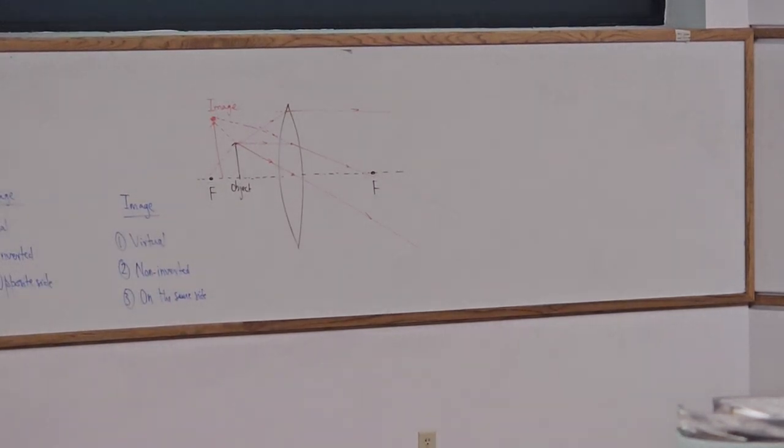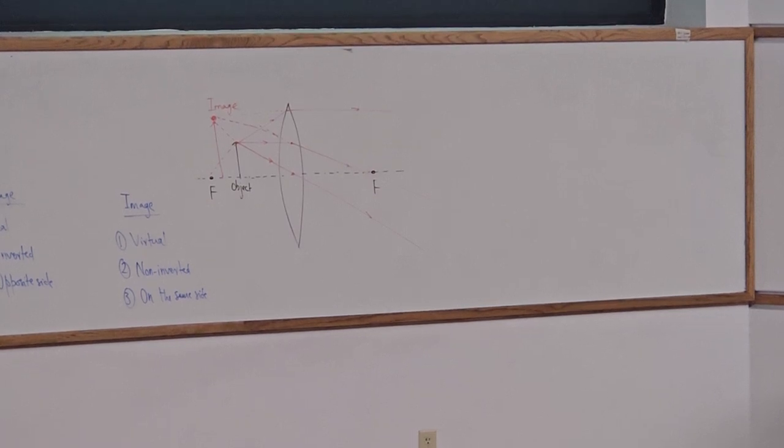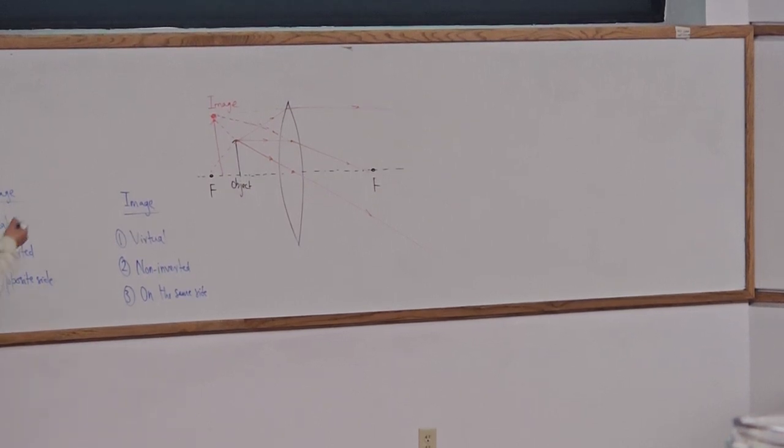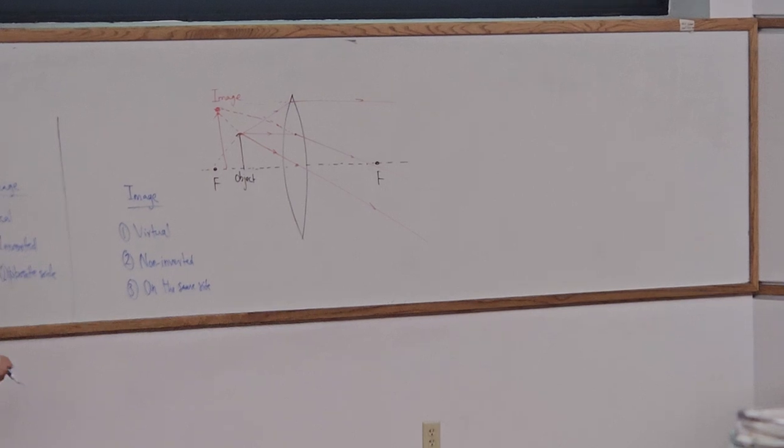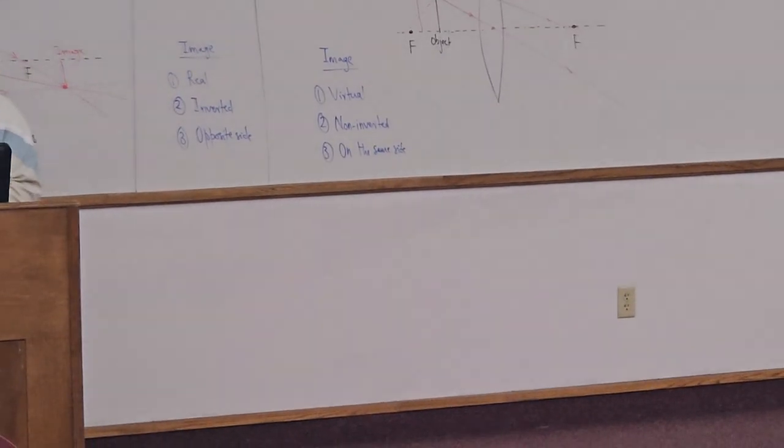See? You have two different scenarios. For an image formed by a converging lens, it depends on the location of the object with respect to the focus. If you are outside the focus, you have a real image, and it's inverted and on the opposite side. But if you are inside the focus, you have a virtual image, non-inverted, on the same side. Okay, so we're going to keep on talking about this for the other kind of lens, the diverging lens, in the next lecture, okay?